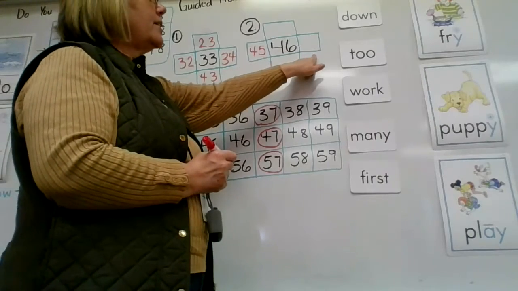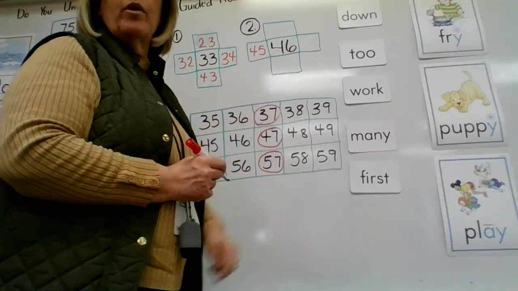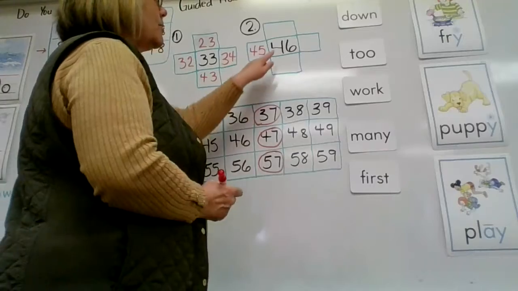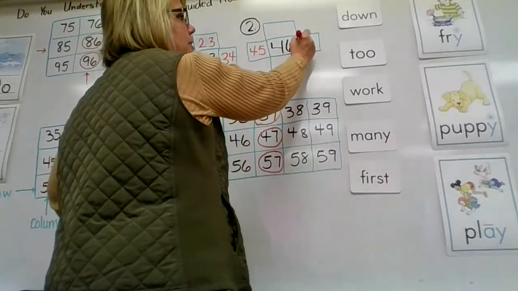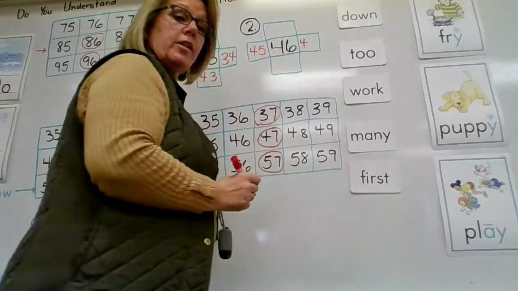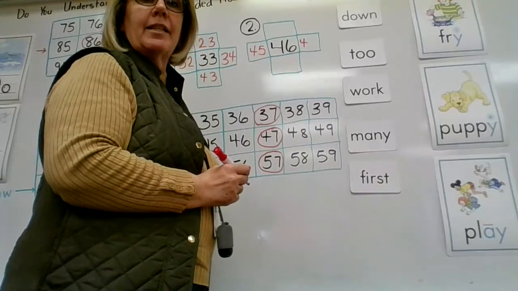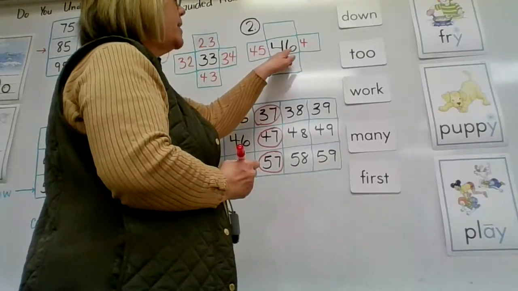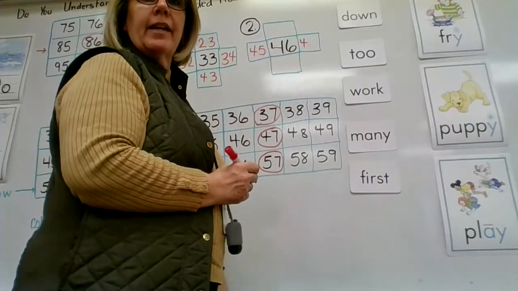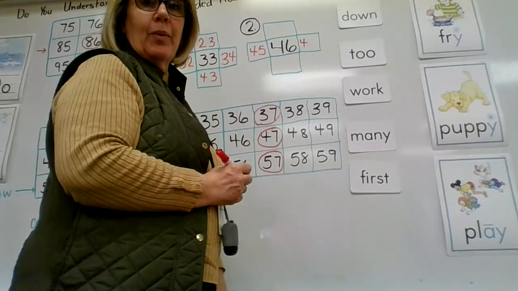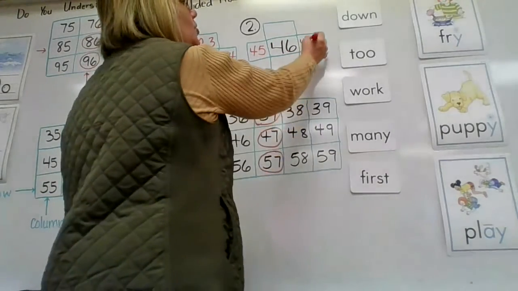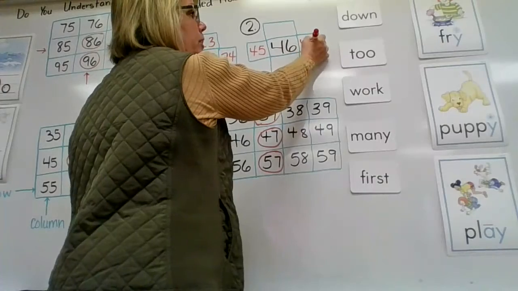Now let's go on to find the number that is 1 more than 46. Remember that number in the tens place is going to stay the same. So 4 is not going to change. That's going to stay the same. Now what is 1 more than 6? You're right, it's 7. So 1 more than 46 is 47.